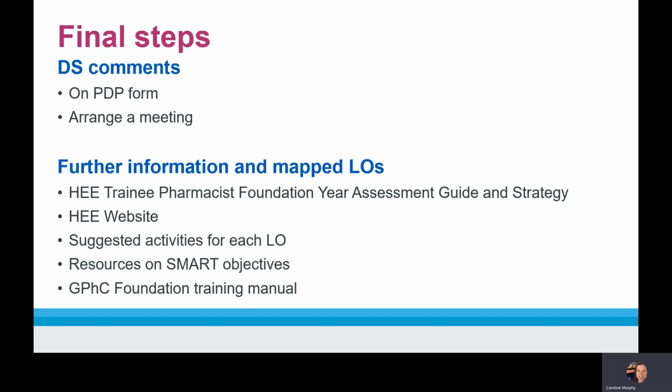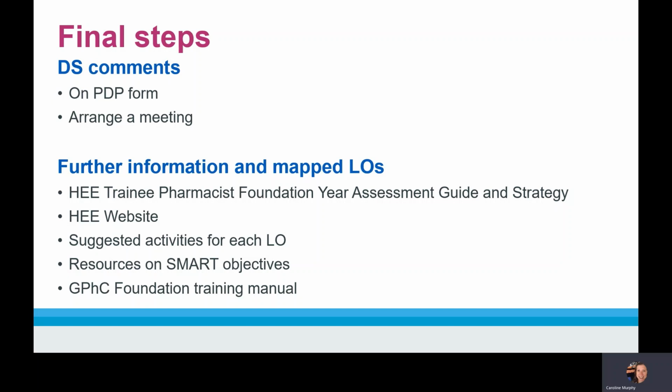The designated supervisor needs to make comments on the personal development plan, so the trainee and designated supervisor need to arrange to meet to discuss it. The trainee then needs to complete and sign off each of their activities and action points. The designated supervisor signs off the whole of the personal development plan when they feel that all the actions are met. This is at the discretion of the designated supervisor.